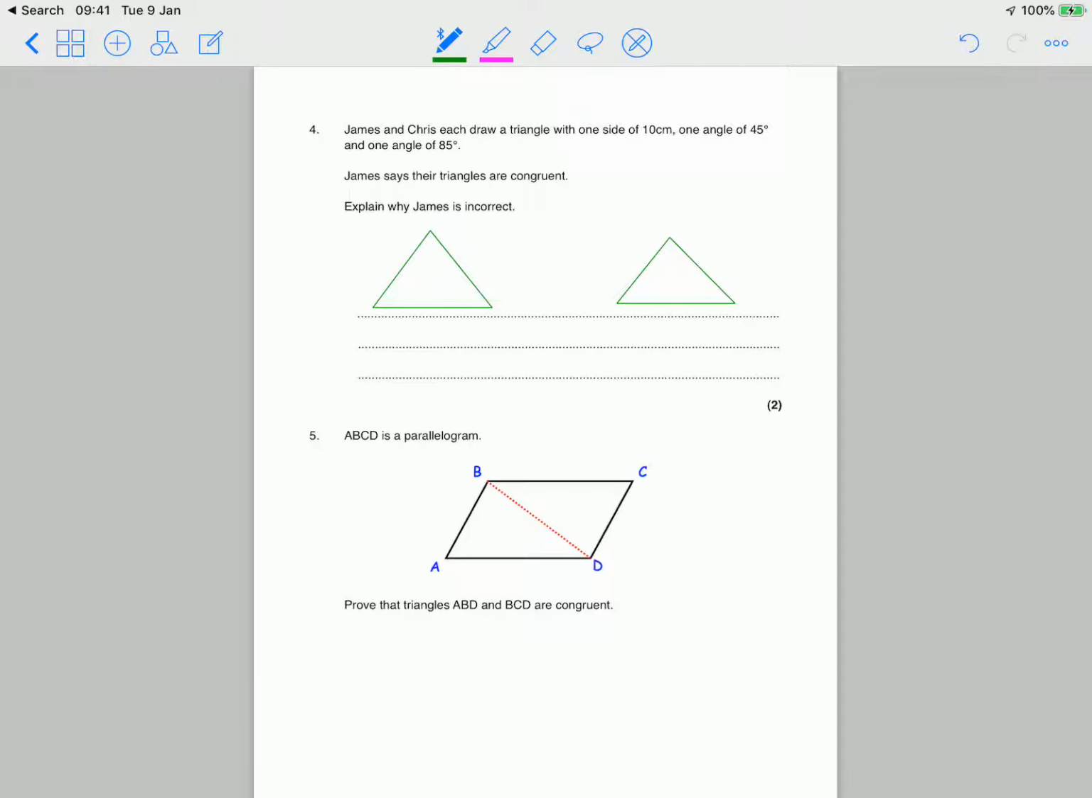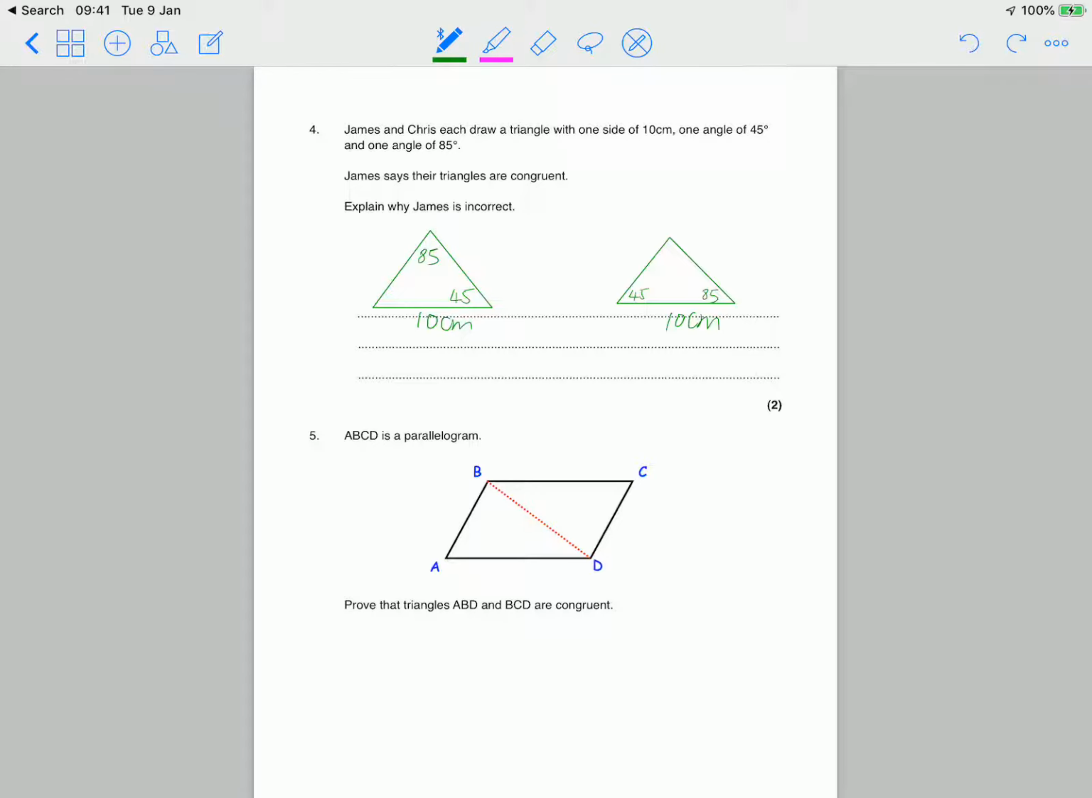So if we said that the bottom of each of these triangles was 10 centimetres, that would be a step towards congruency. But if we said the 45-degree angle for James was here and the 85-degree angle for James was there, but on Chris's triangle he did the 45 here and the 85 there, this would be angle-side-angle. But this isn't going to have the same 85 degrees and 45 degrees with the side in between. So these pair are not going to be congruent.